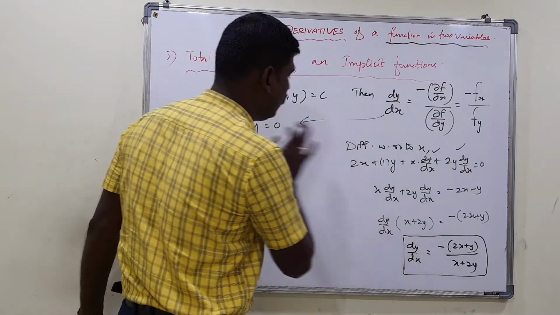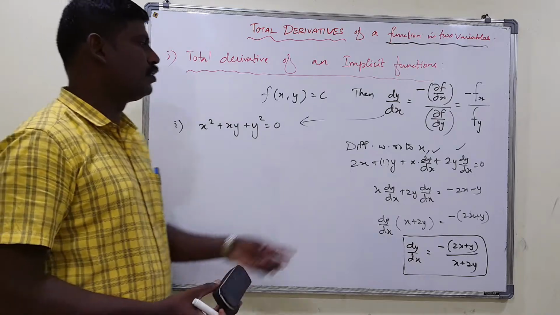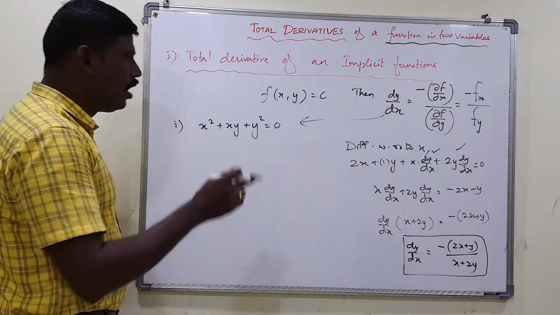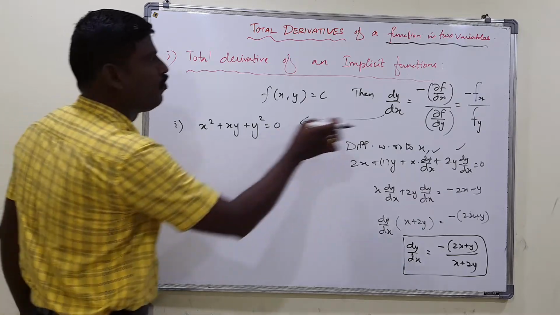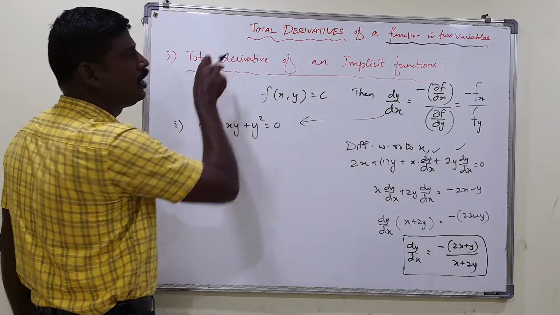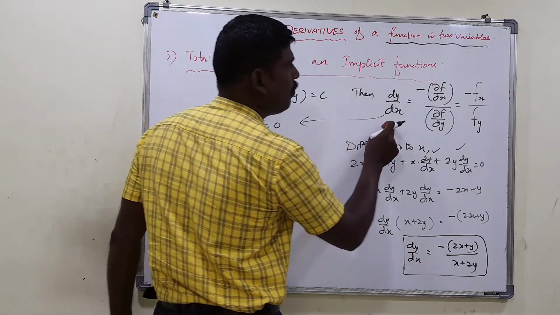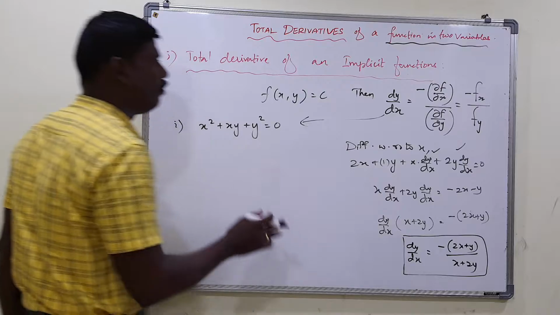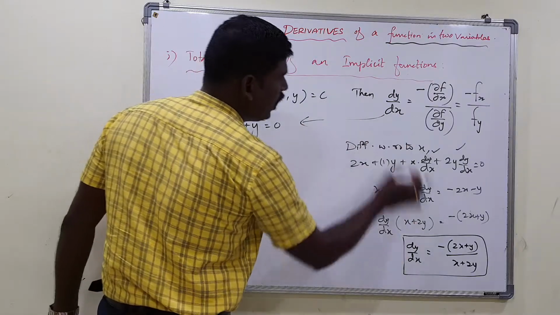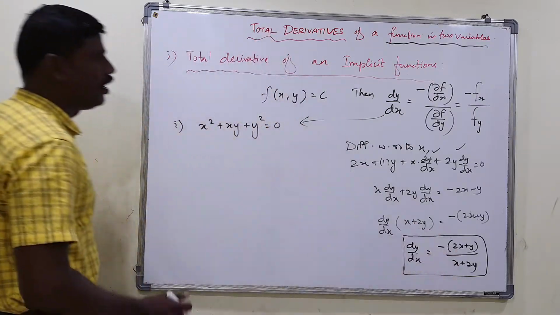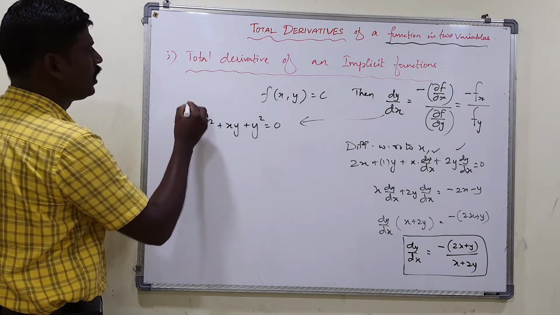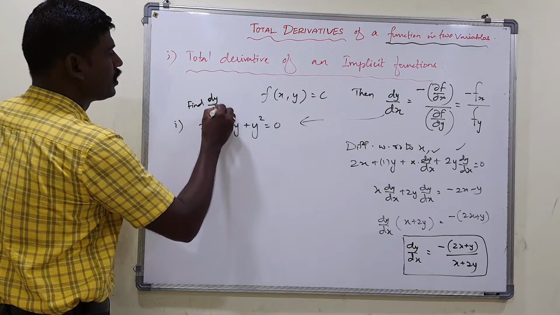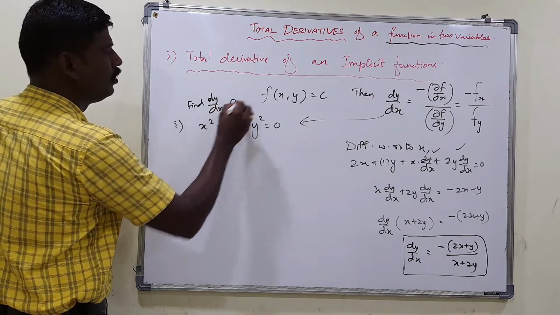Already we know how to find the dy by dx for an implicit function through this actual derivative method. Now I am going to take the same problem to find the dy by dx through the total derivative method. What is that method? Dy by dx is equal to minus fx by fy. Now I am going to apply this formula to get the dy by dx. That means we expect the same answer. So take the first problem, find dy by dx.